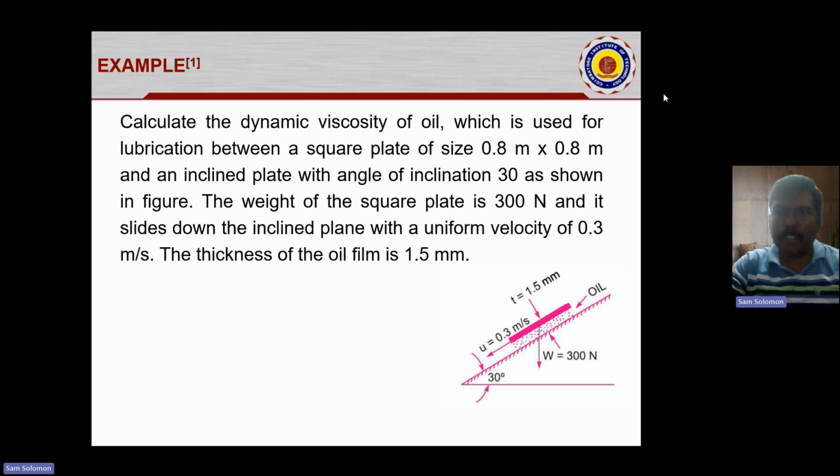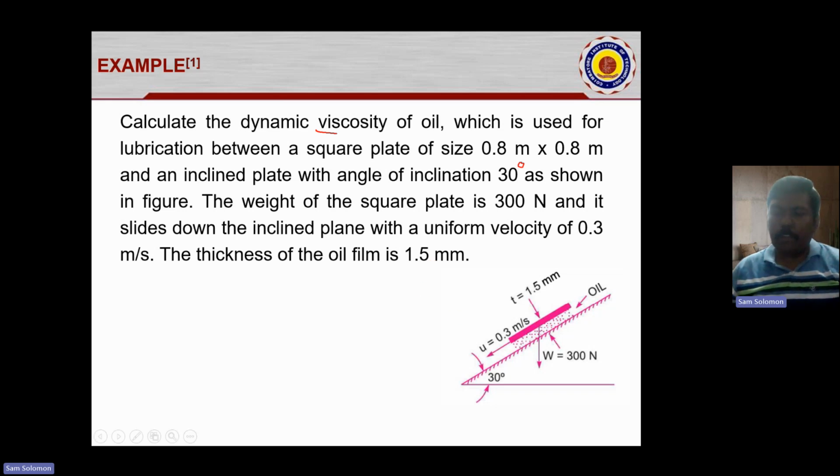So this is the problem statement that is given to us. Calculate the dynamic viscosity of oil, which is used for lubrication between a square plate of size 0.8 by 0.8 meter and an inclined plate with an angle of inclination 30 degrees, as shown in figure. The weight of the square plate is 300 Newton and it slides down the inclined plane with a uniform velocity of 0.3 meter per second. The thickness of the oil film is 1.5 mm.